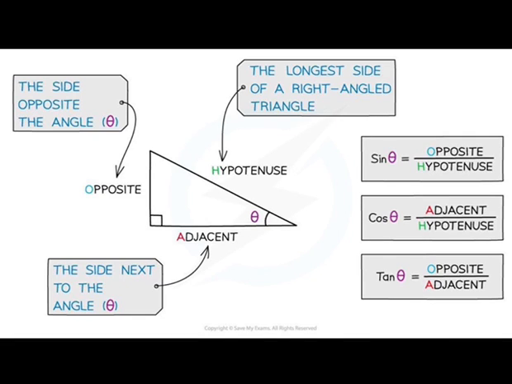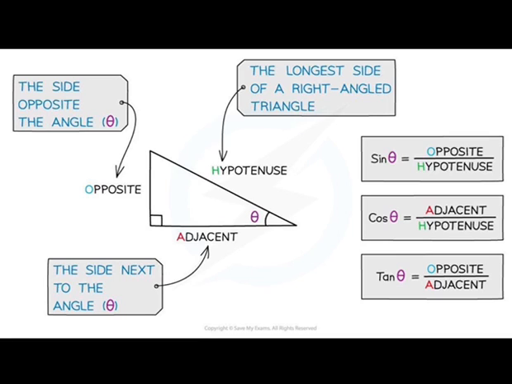Sine, cosine and tangent are the main functions used in trigonometry and are based on a right angle triangle. Opposite is the side opposite the angle. Adjacent is the side next to the angle. Hypotenuse is the longest side of a right angle triangle.